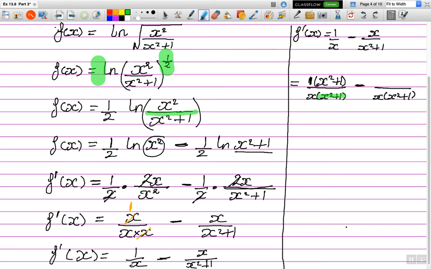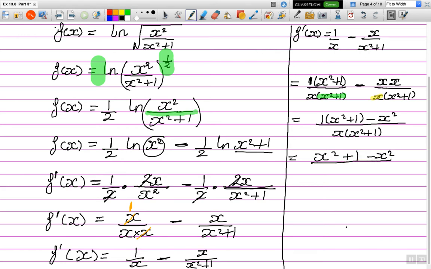On the other one, what did we multiply the bottom by? We multiplied the bottom by x, so whatever's on top, which is x, has to be multiplied by the same quantity. So now we can put it into a single fraction, which is x on x squared plus 1. On top, we've got x squared plus 1 minus x times x, which is x squared. Expanding the top, we get x squared plus 1 minus x squared, and expanding the bottom, we get x cubed plus x.